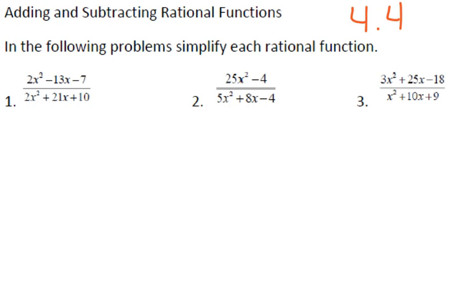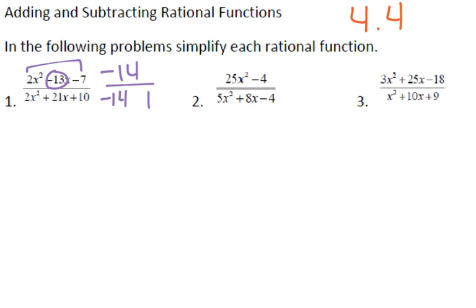Right, adding and subtracting rational functions, 4.4. So first, we're going to do some more simplifying. So let's factor. These ones are a bit tougher, so let's multiply those. So negative 14. Factors of negative 14 add up to negative 13.